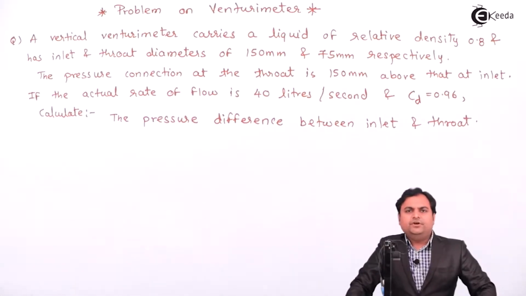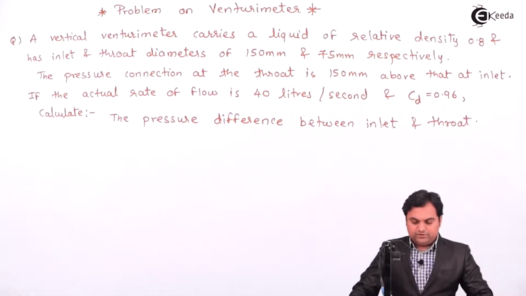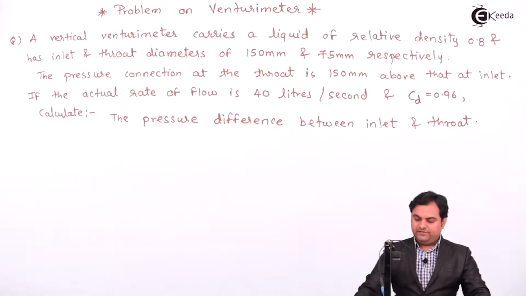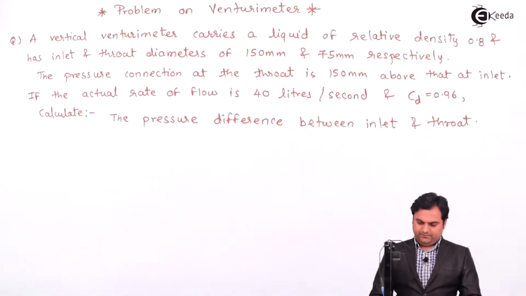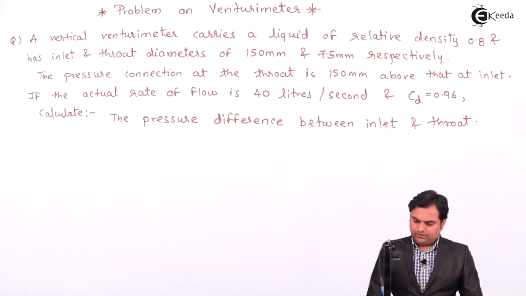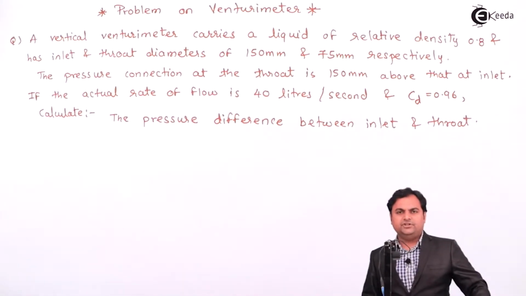Hello friends, here in this video we'll see a problem on Venturi meter. For that here is a question. A vertical Venturi meter carries a liquid of relative density 0.8 and has inlet and throat diameters of 150 mm and 75 mm respectively. The pressure connection at the throat is 150 mm above that at the inlet. If the actual rate of flow is 40 liters per second and CD 0.96, calculate the pressure difference between inlet and throat. So this is the question in front of us.